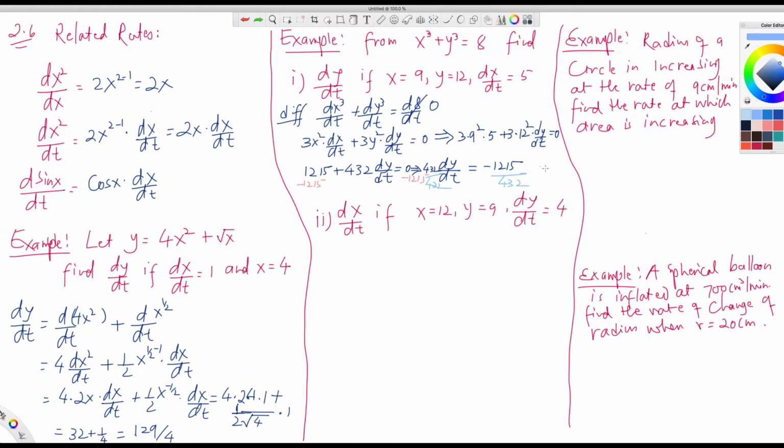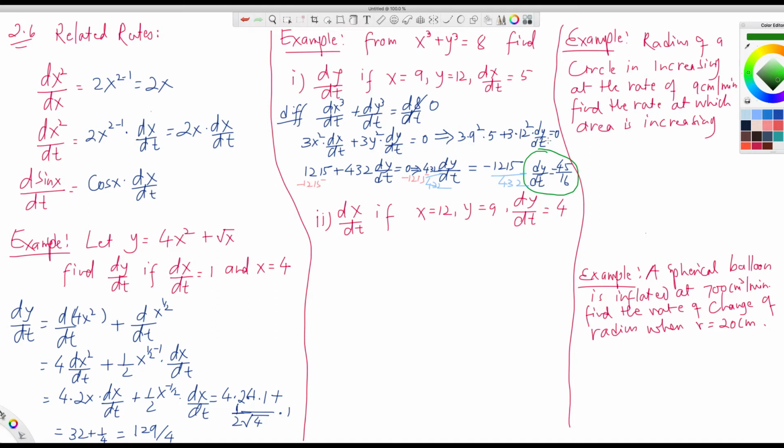So let me write that. Basically dy over dt is equal to negative 1215 over 432. That is negative 1215 divided by 432. The fractional form for this is basically 45 over 16. So this is the final answer here. This is the final answer for this problem.